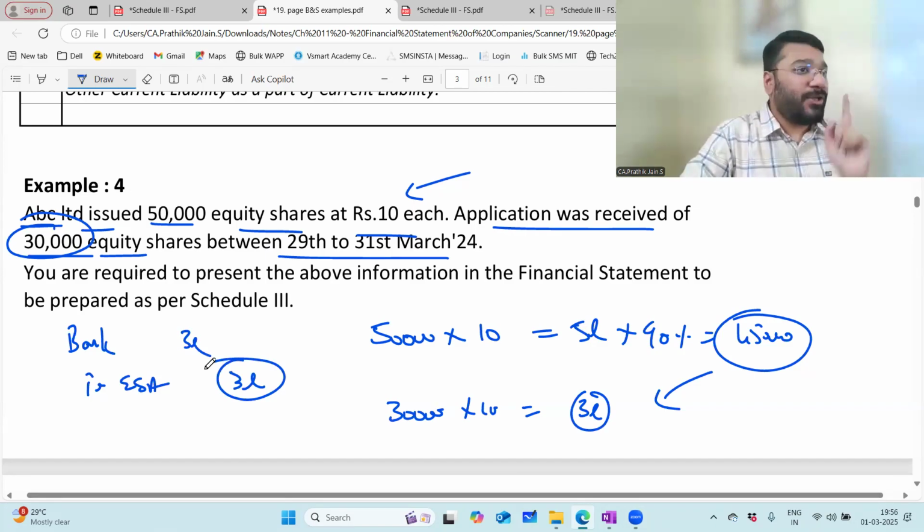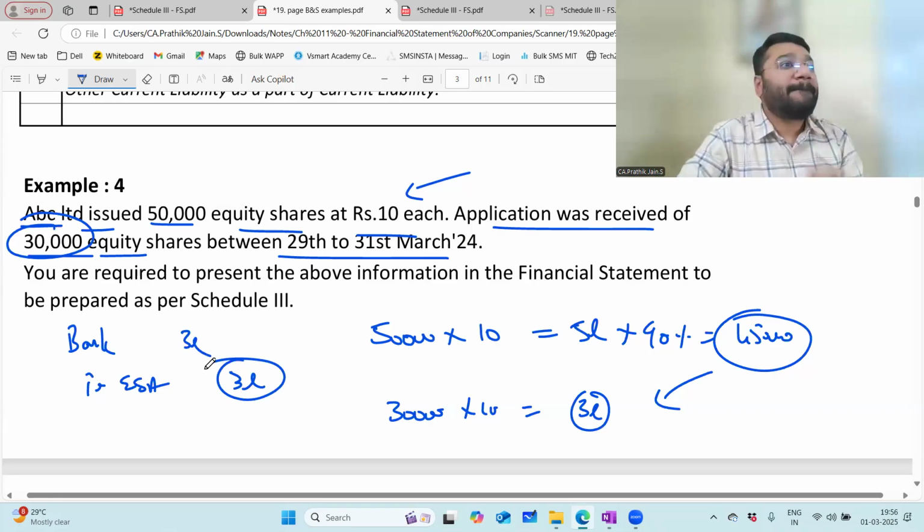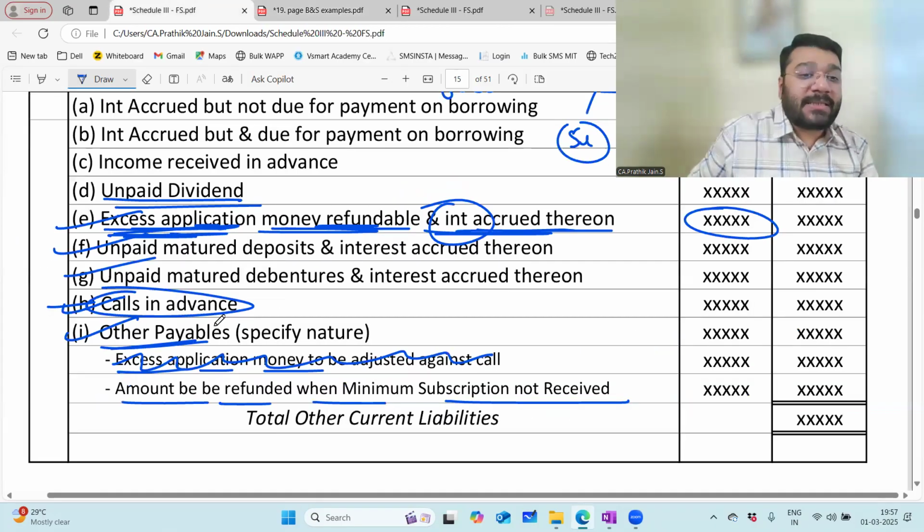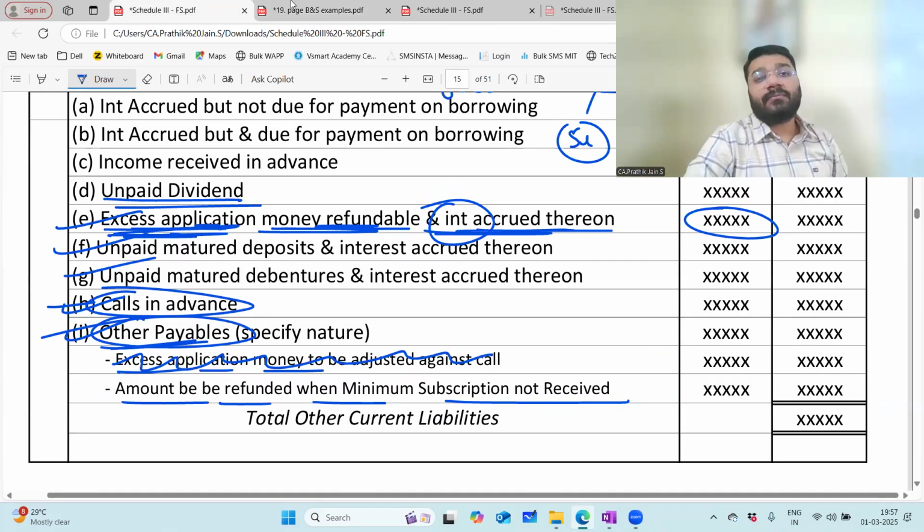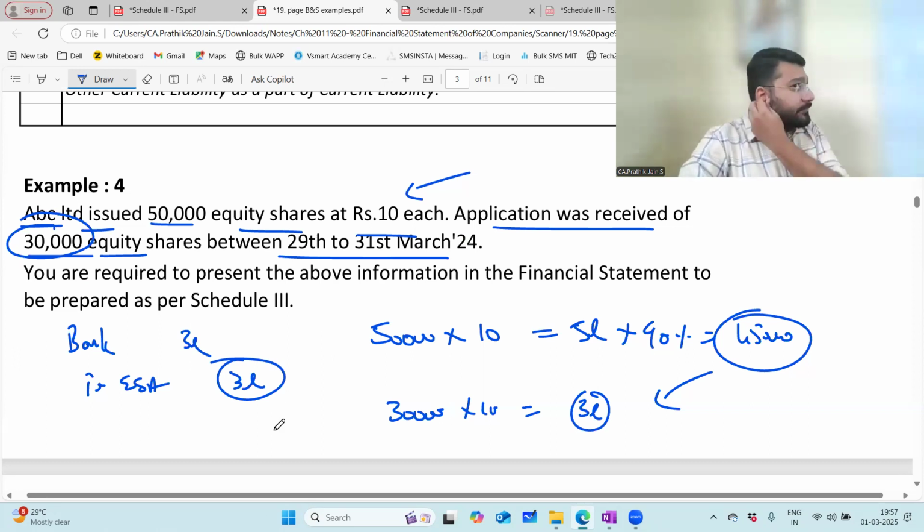After 31st March, that is from 1 April onwards, I am supposed to refund this money. Any money that is to be refunded within 12 months of the balance sheet date is current liability. But where under current liability? Other current liability. Under other current liability, which part? Other payables. Any problem? All the different kinds of questions are addressed.